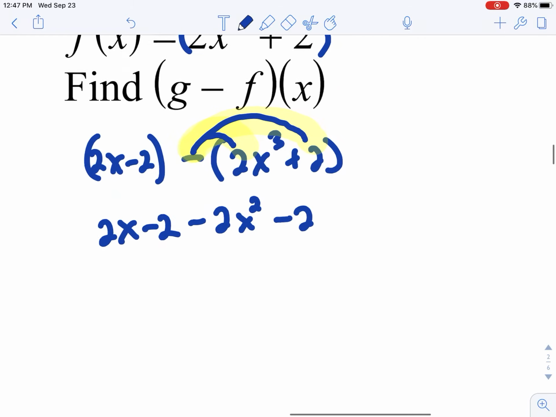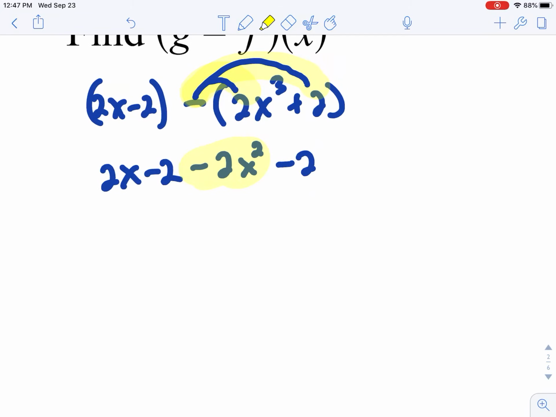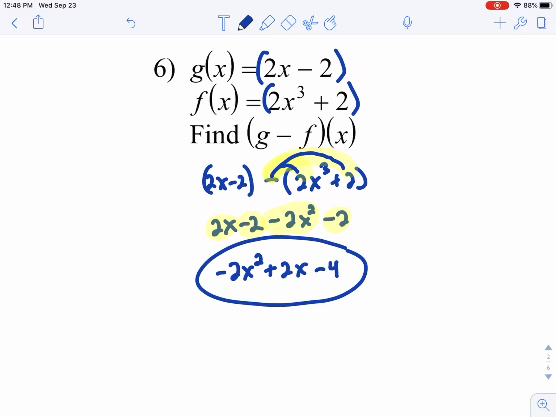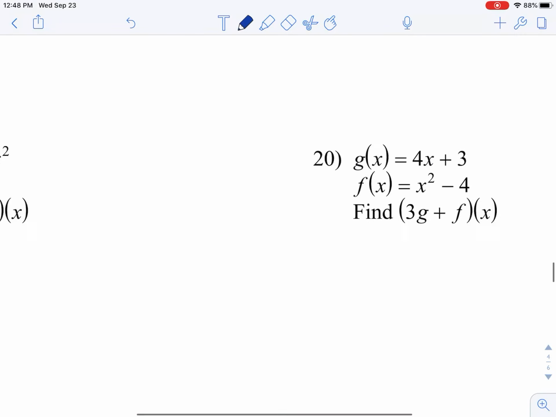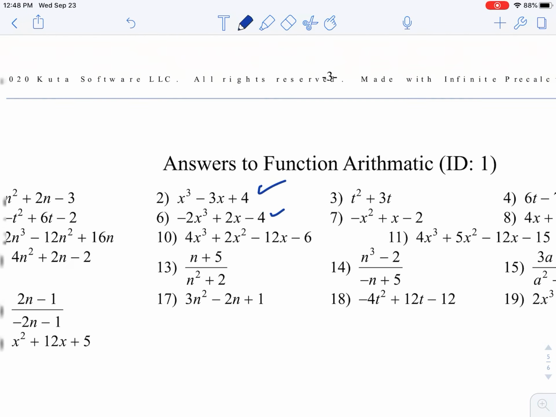Now for like terms, I like to do the problem in order of the highest power. So negative 2x squared has no like term. I'm going to bring that down first. Positive 2x becomes plus 2x. And then finally, minus 2 minus 2, when you combine that, is minus 4. So that was a subtraction problem. Remember to distribute this minus sign. And let's see if I got number 6 right. That looks right. Yep, that's the answer.